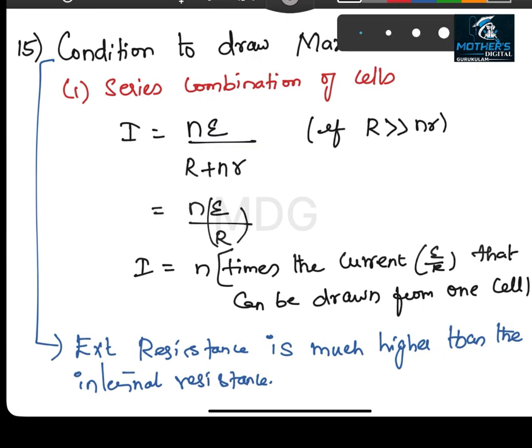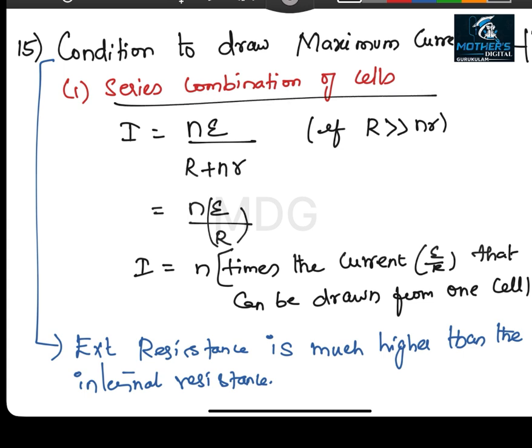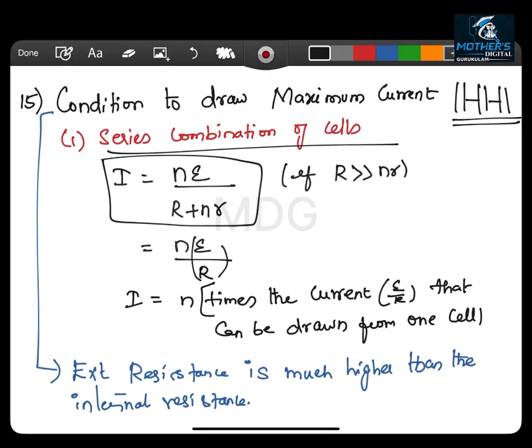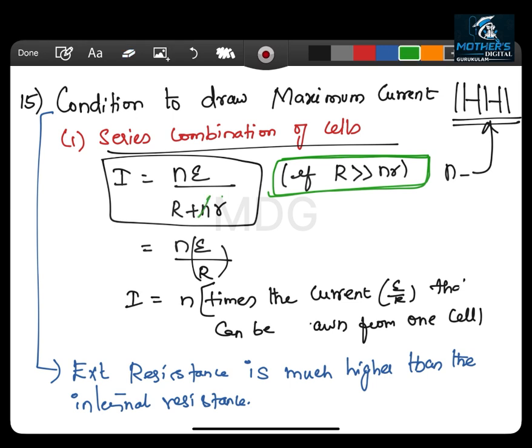Now, if I connect the cells in series, what will be the condition to draw maximum current? In series combination, the formula for current is I equal to N epsilon by R plus NR. Here N represents the number of cells connected in series. The condition is, if the external resistance is much greater than the total internal resistance, we can ignore NR in this formula. So we'll get N epsilon by R.